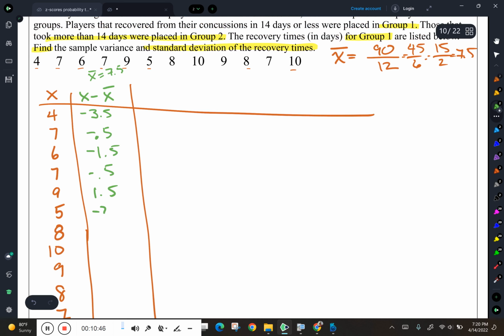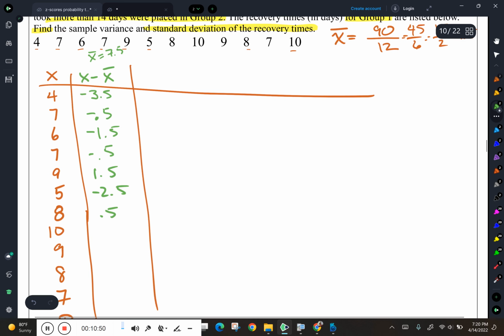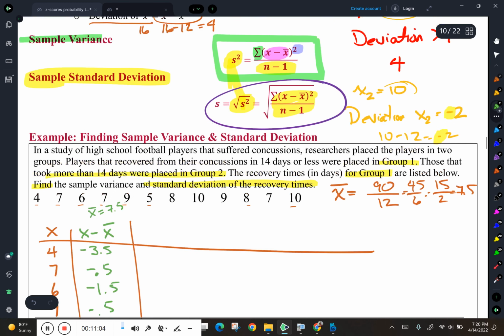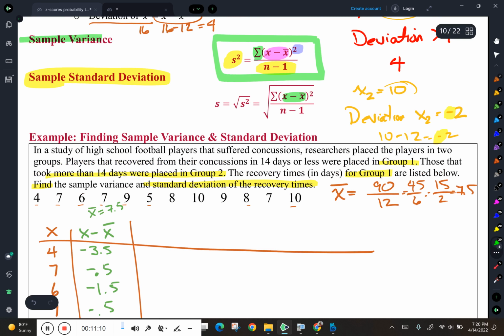5 would be negative 2.5. 8 would be 0.5. 10 would be 2.5. 9 would be 1.5. 8 would be 0.5. 7 would be negative 0.5. And 10 is what we said it was, 2.5. And so what I found there, if I look back at the formula, do you see how that's just this piece inside of the numerator there?